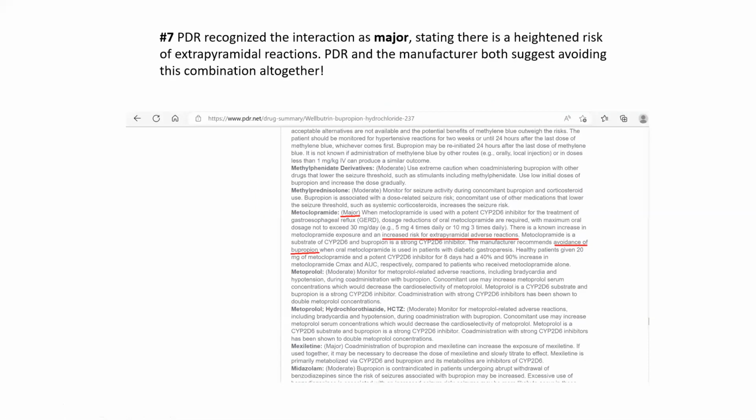Number 7, PDR, which is Physician's Desk Reference, recognizes the interaction as major. See, a lot of other interactions are like minor or moderate, and here metoclopramide is listed as a major drug interaction. We see an increased risk of extrapyramidal side effects, so twitching and dystonia can happen with this. In addition to serotonin syndrome possibly as well. And it recommends avoidance of combining them two together altogether. If you absolutely have to give them together, maximum of 30 milligrams per day, but even that is risky.